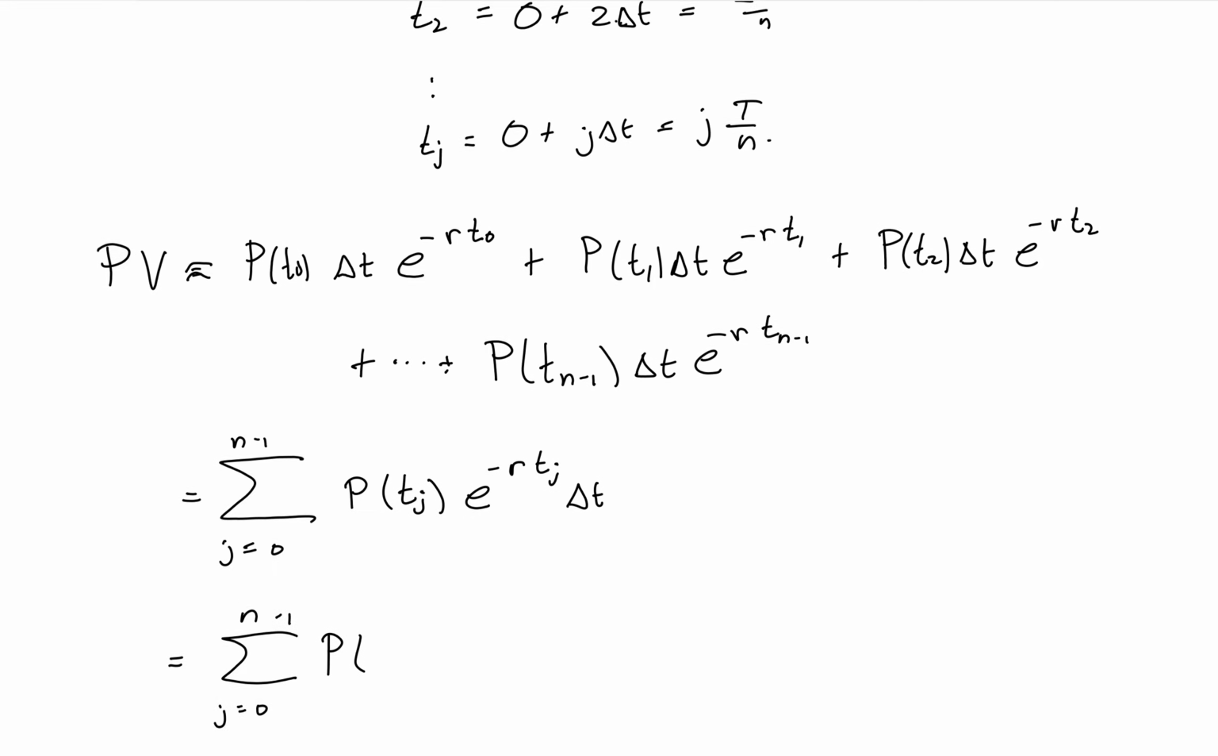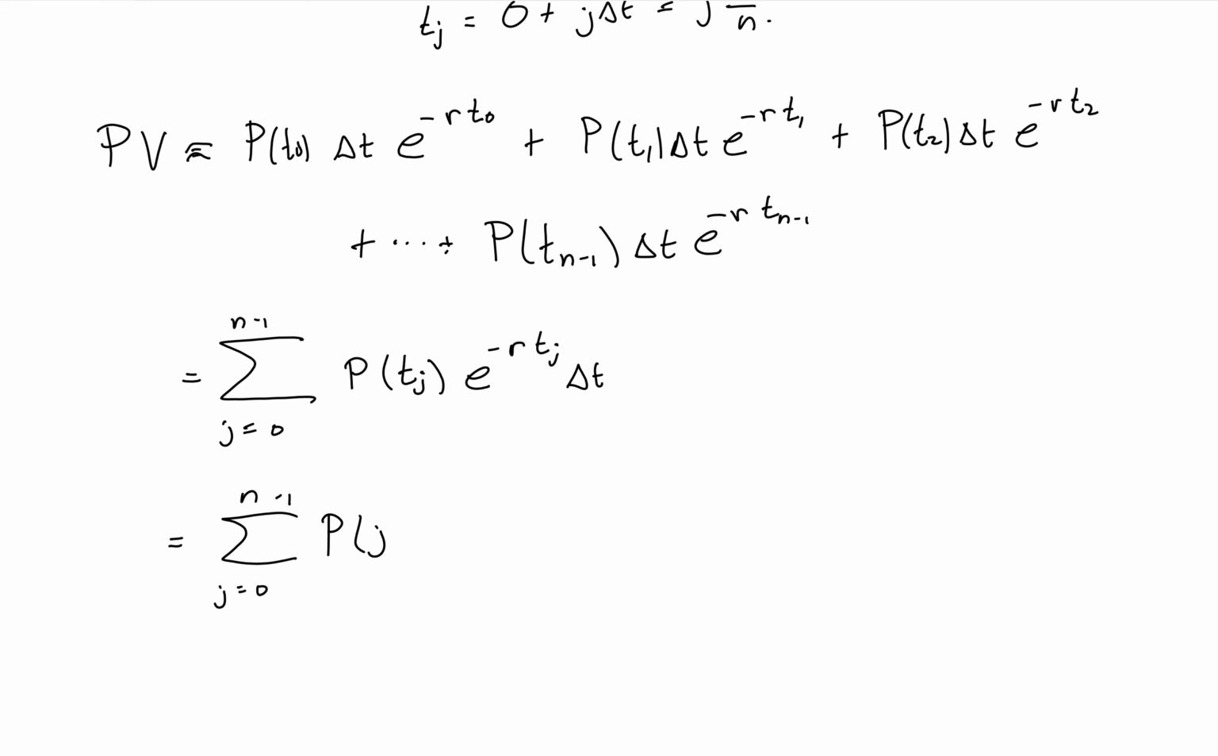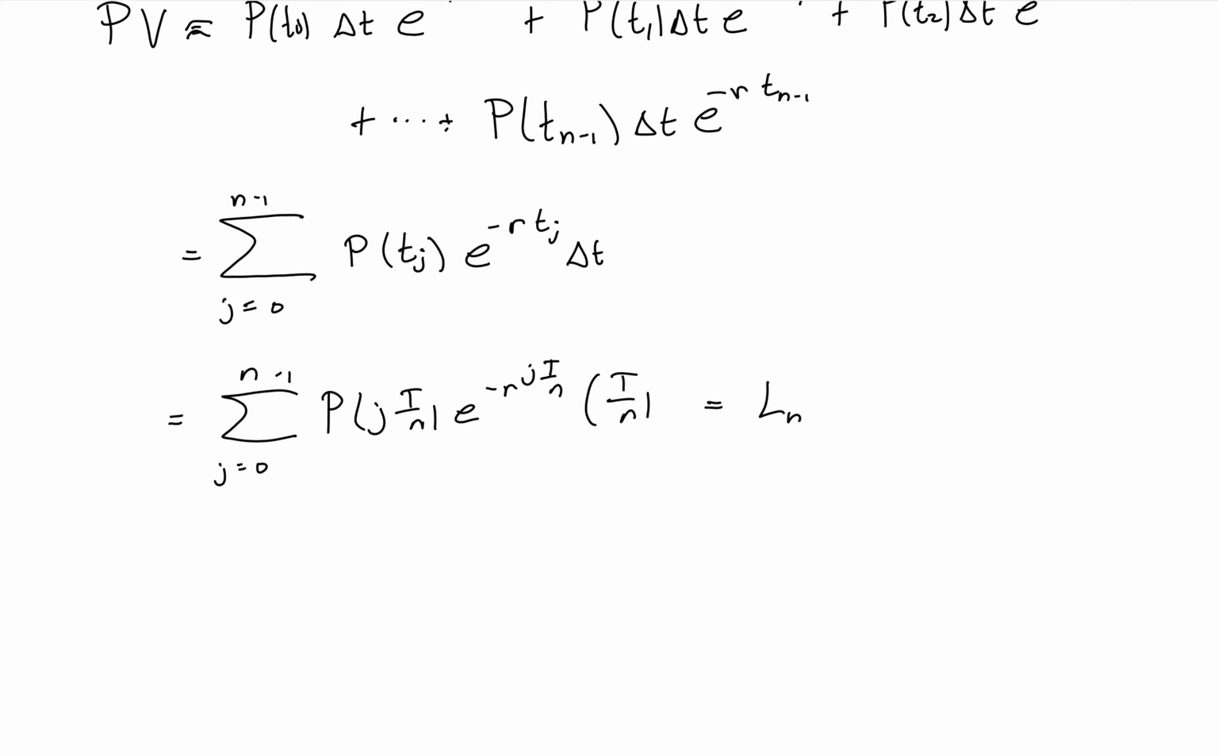So tj, remember we saw, was just j t over n, e to the minus r, j t over n. And then if we wanted to put the delta t in, that's just t over n. And this is L sub n. And we could do the same thing with the right-hand sum. We'll leave that for you to figure out.